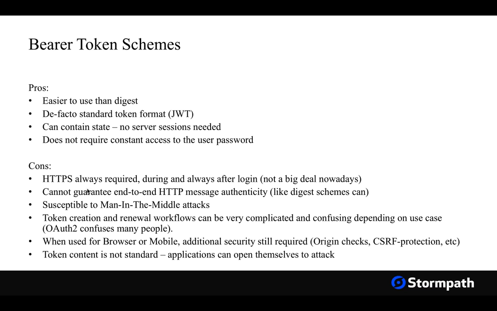And token creation and renewal workflows can be complicated and confusing depending on your use case. OAuth 2, from a flow perspective, does confuse a lot of people. Basically, I've got a username and password. How do I send that into the server and exchange that for a bearer token, and then I can use that bearer token for all subsequent requests? How do you do that? What query parameters are required? Maybe the response body, what does that look like? That can be confusing depending on who you are, your background, and how much exposure you've had to this. So there's a little extra complexity added, I guess, when it comes to using bearer token schemes.